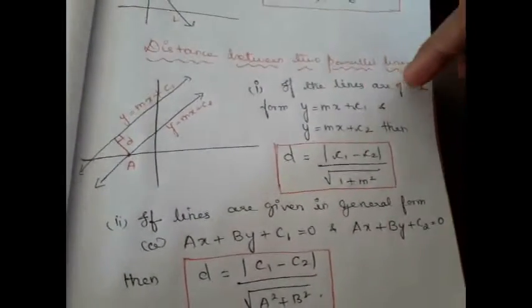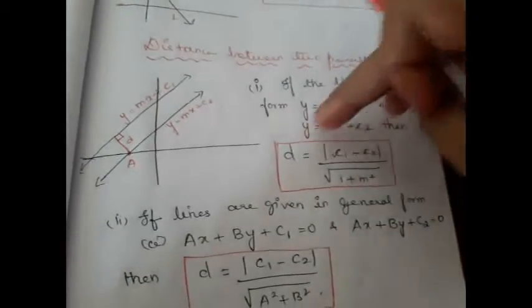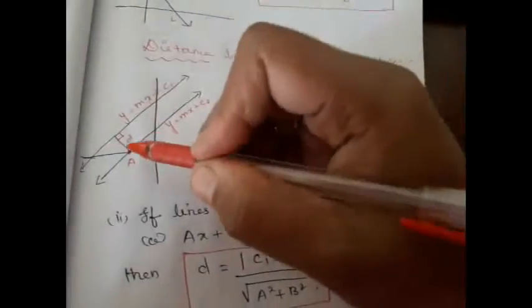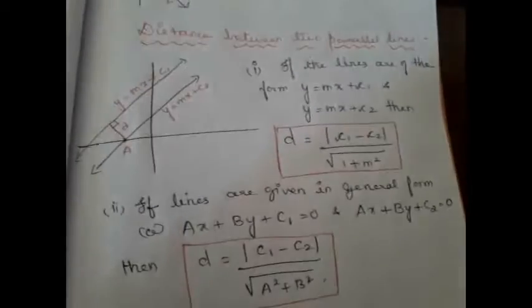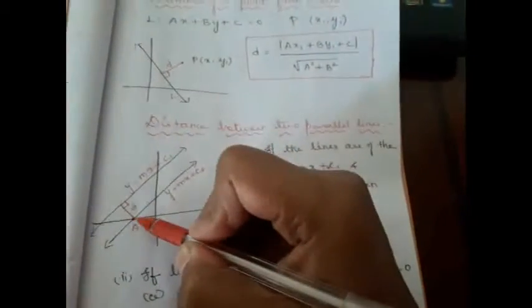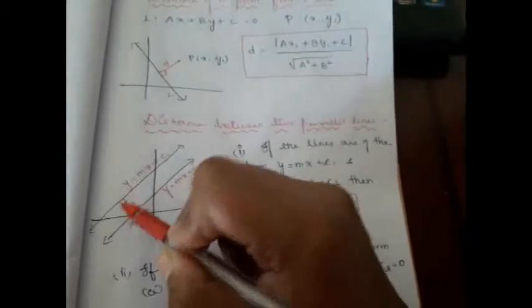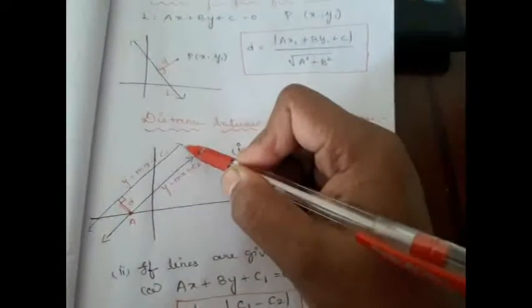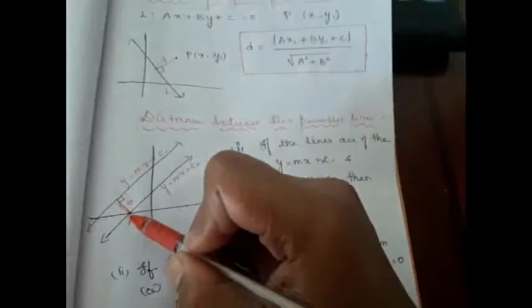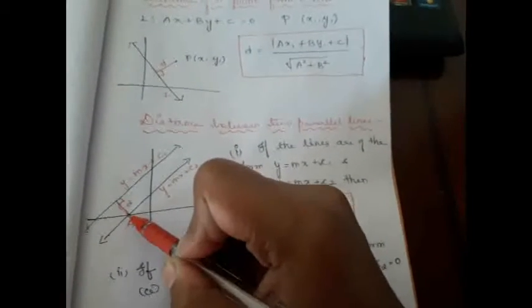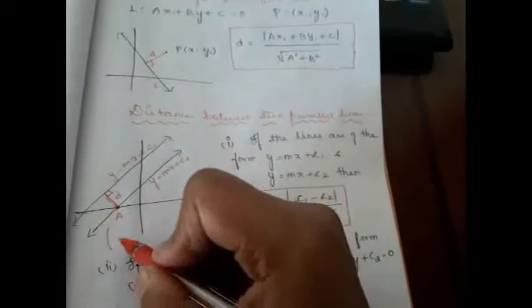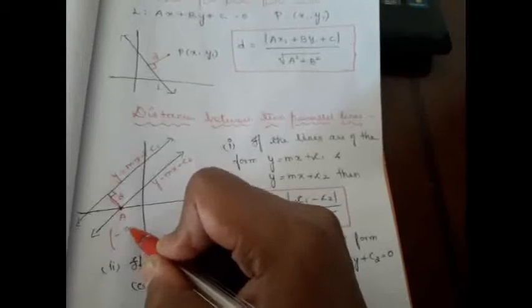So if the lines are of the form y equals mx plus c1 and y equals mx plus c2, here is the formula to find the distance between two parallel lines. How did we derive this? It is derived in the same way as we derived this, by considering this as your point and this as your line. This is a point. From this point we have to find the perpendicular distance to this line, right? And this is the x-intercept. What are the coordinates of A? Y is going to be 0 and the x-intercept is minus c1 by m.